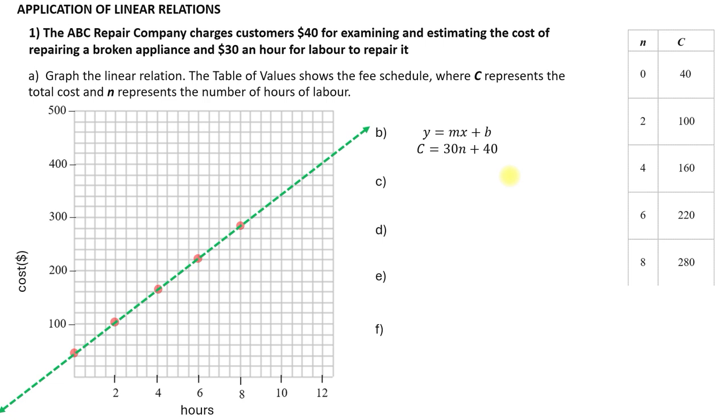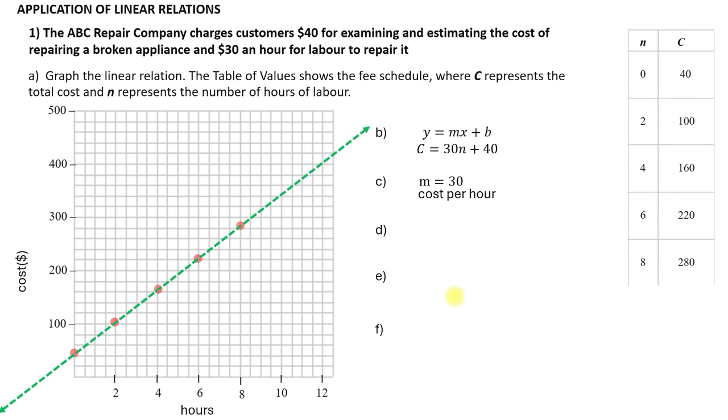What is the slope in this relationship, and what does it represent in this problem? Well, we can just look at our equation right here and see that our slope is 30. What does it represent? It represents the amount that is charged for each hour of repair time. So M equals 30, and it represents the cost per hour.